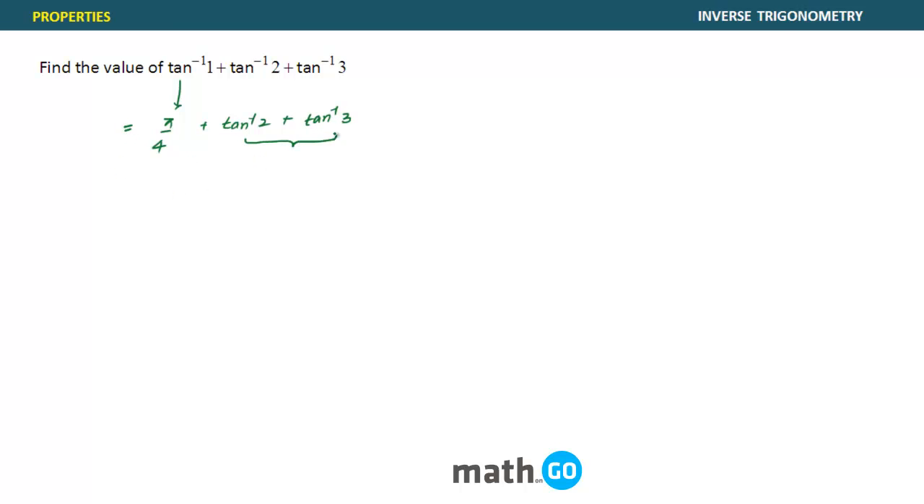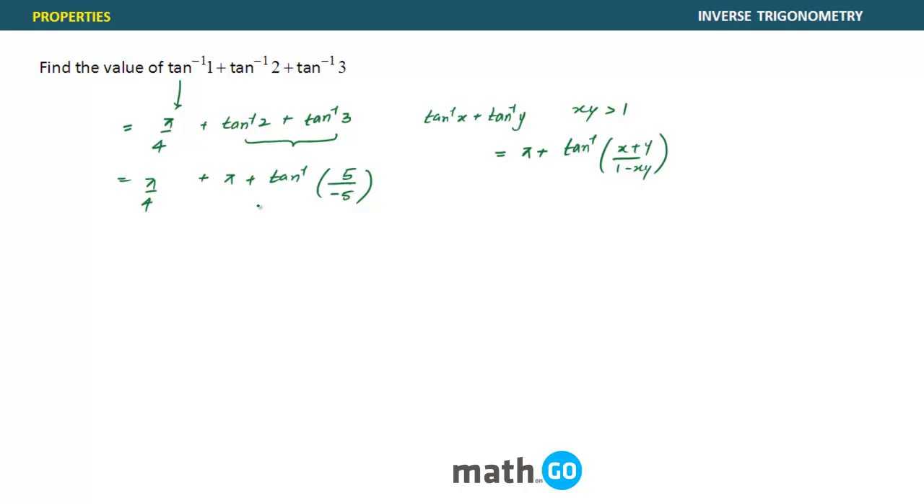So if you check here, there were two formulas for tan inverse x plus tan inverse y, depending on what the product of xy is. So here the product of xy is greater than 1. So the formula that you are going to use is pi plus tan inverse of (x plus y) upon (1 minus xy). Just remember this. This is the reason that this question is taking place here. So this is pi plus tan inverse of 5 upon minus 5. This will be pi by 4 plus pi plus tan inverse of minus 1, which cancels out with pi by 4. The answer is pi.